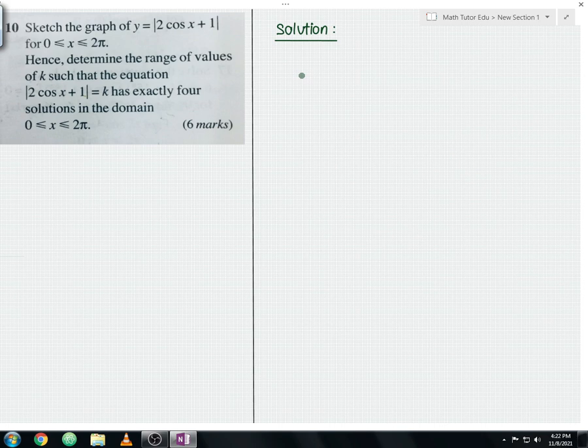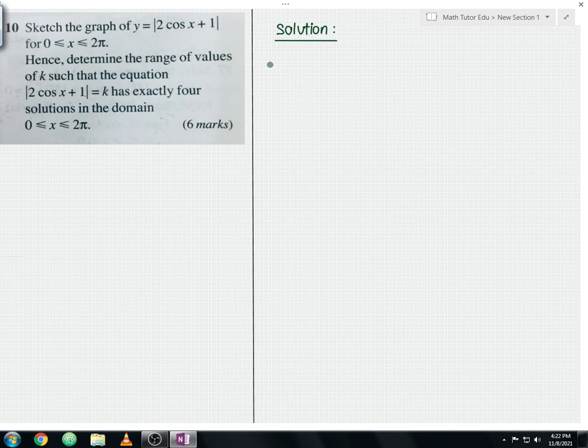Okay, let me read the question now. Sketch the graph of y equals to modulus 2 cos x plus 1 for 0 less than or equal to x less than or equal to 2 pi. So this is the range. Continue to read the question. Hence determine the range of values of k such that the equation modulus 2 cos x plus 1 equals to k has exactly 4 solutions in the domain 0 less than or equal to x less than or equal to 2 pi. So this is the overall question.